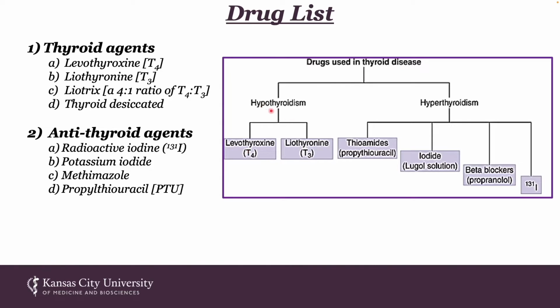In hypothyroidism, in the absence of a thyroid gland or in the absence of thyroid gland function, we can administer levothyroxine, which is T4, or liothyronine, which is T3. In the case of hyperthyroidism, when the thyroid gland produces too much thyroid hormone, we can use thioamides, specifically propylthiouracil. We can use iodide, and we can use beta blockers or I-131.